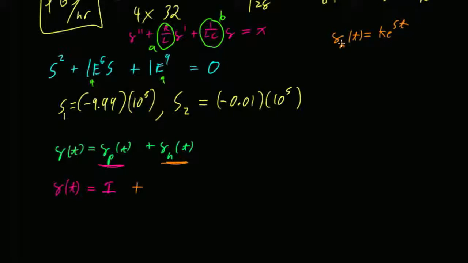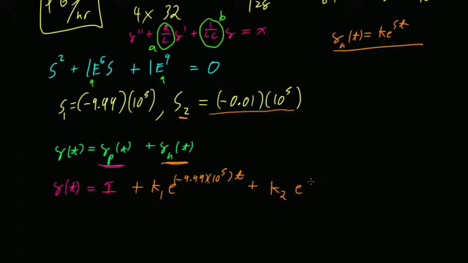Okay, so I've got k1 e to the minus 9.99 times 10 to the 5t. But I've also got another one of these, right? It turns out I didn't just get one of those k e to the st terms. I got 2 of them, right? Plus k2 e to the minus 0.01 times 10 to the 5t.